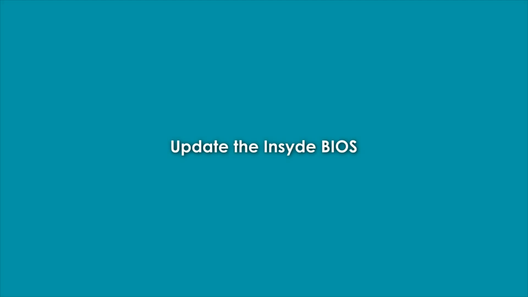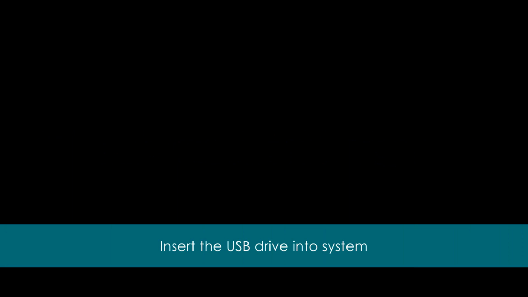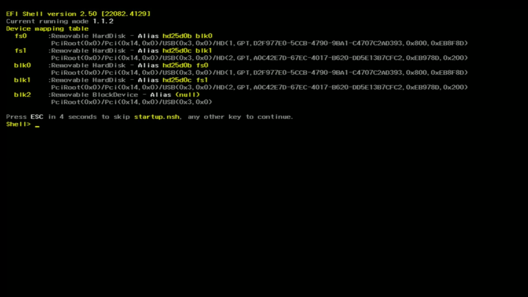Update the Insyde BIOS. Now we start updating the BIOS on the device. Don't turn the computer off while the update is in progress. Interrupting the process will damage the board. Insert the USB drive into the system that requires the BIOS update. Restart the system. The system will boot to a shell prompt.